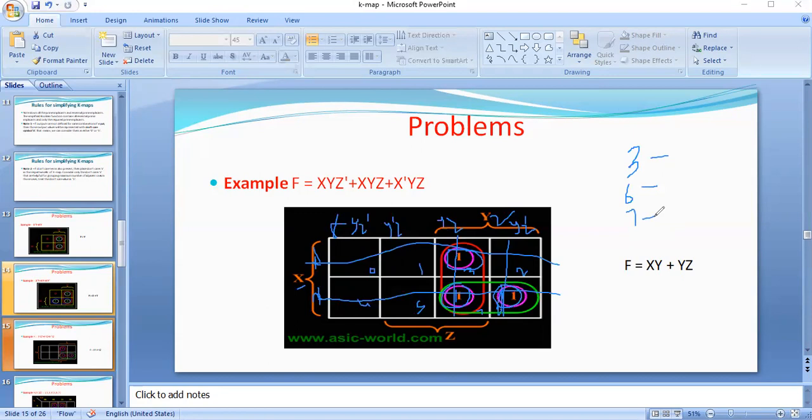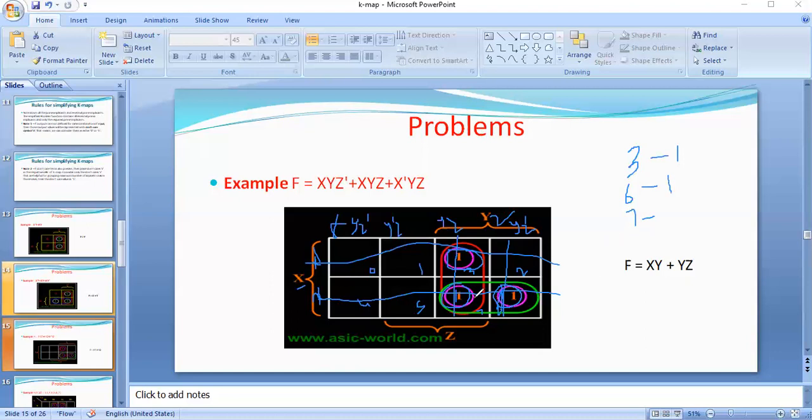After placing, we have to write the number of adjacencies for the placed minterms. For minterm 3, only 7 is adjacent. There is no one else here. So the total number of adjacencies for the minterm is 1. In a similar way, for 6, only 7 is adjacent. So the number of adjacencies is 1.